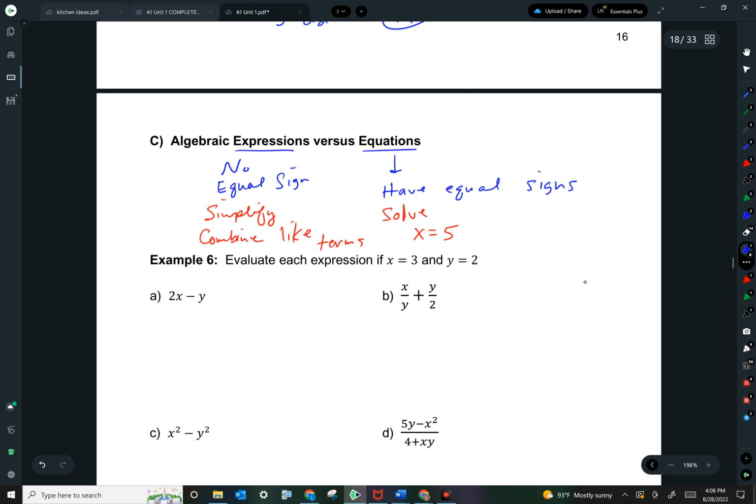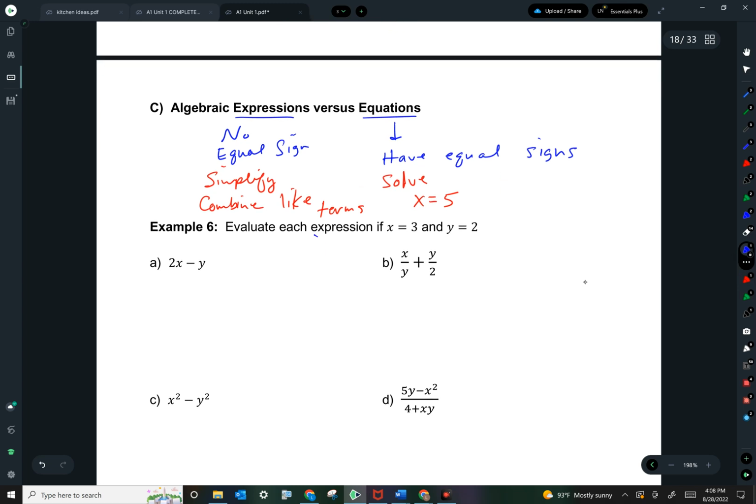Okay, so the first ones we have here are expressions. Notice it says evaluate each expression if x equals 3 and y equals 2. So everywhere we see an x, we're going to put a 3. Everywhere we see a y, we're going to put a 2. So I'm going to have 2 in place of x. Anytime you replace something, you need to put it in parentheses. So in place of x, I'm going to put a 3 minus, and then in place of that y, I'm going to put a 2.